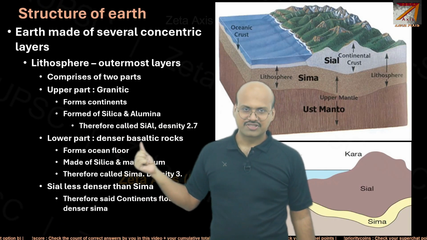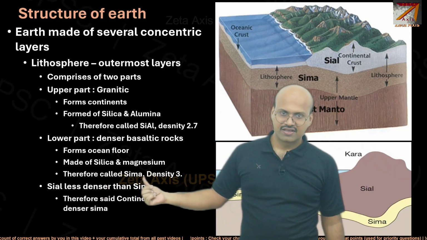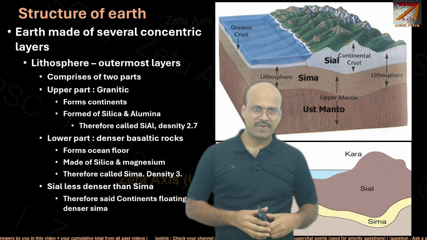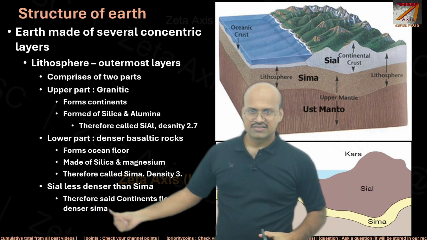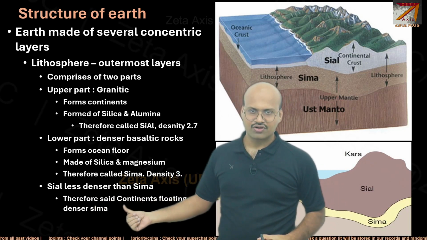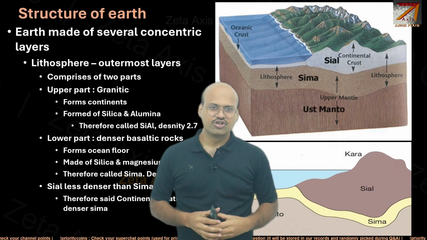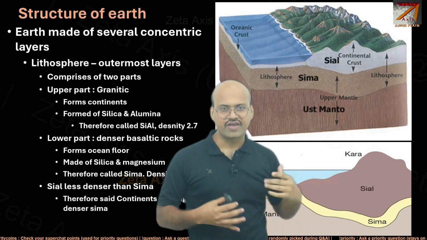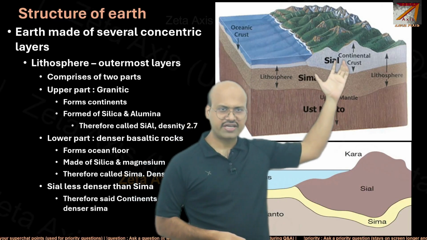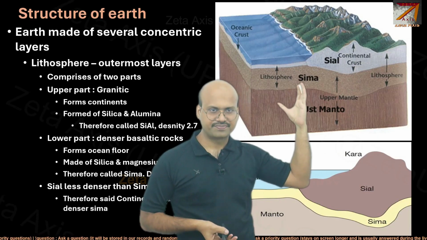Lower part: denser basaltic rocks form the ocean floor, made of silica and magnesium, therefore called sima. So the lower part is this sima, which is made of silicon and magnesium. Sial is less dense than sima, therefore said continents are floating on the denser sima. Because this is lighter and this is denser, in a way it could be said that the continental crust is actually floating over the sima.